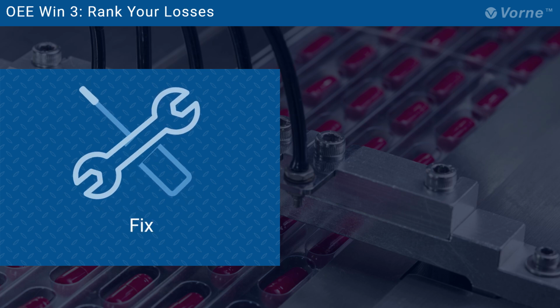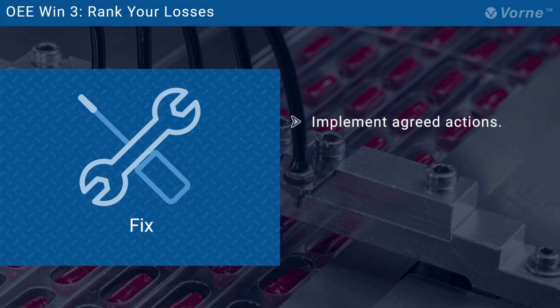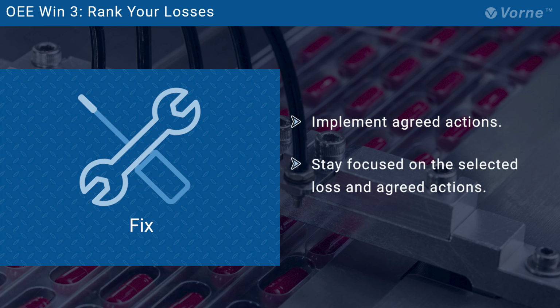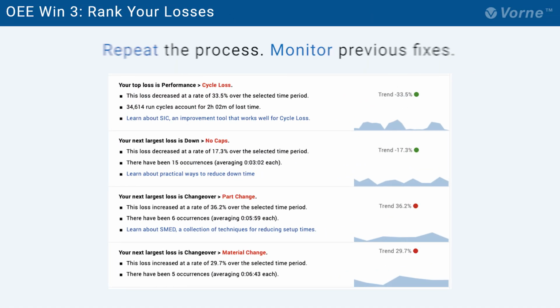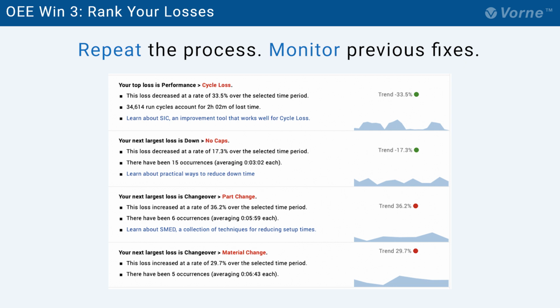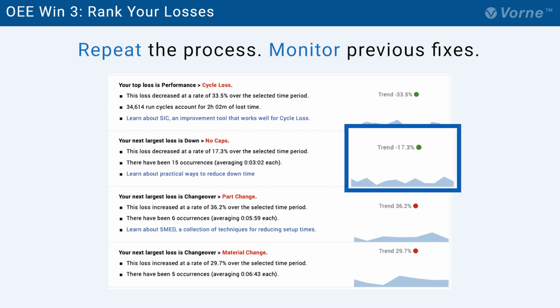The third step is fix. Fix is where your team implements the agreed upon actions. Remember to stay focused, both on the selected loss and on the agreed actions. When the fix step is complete, repeat the process and monitor the effectiveness of previous fixes. Spark lines with trend information are particularly helpful for this type of analysis.